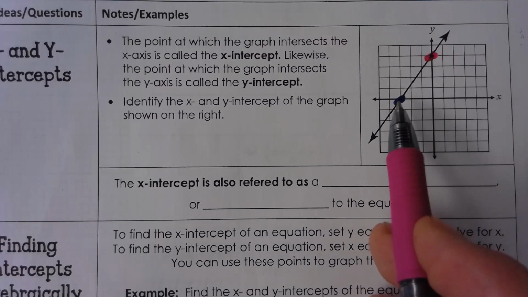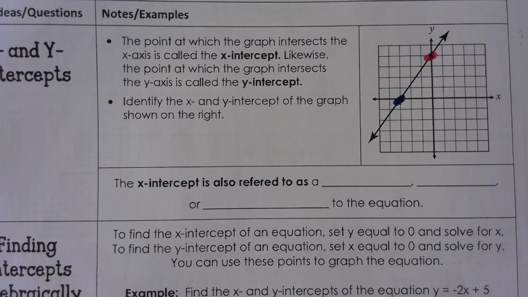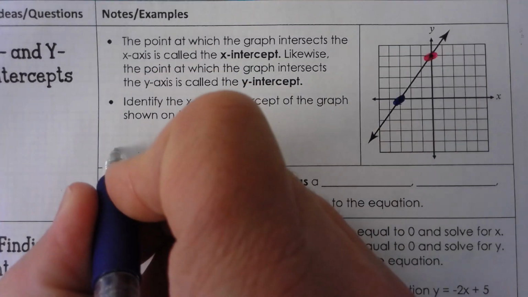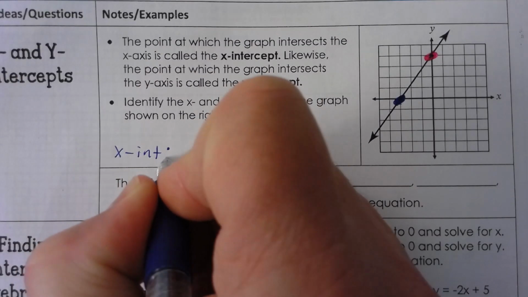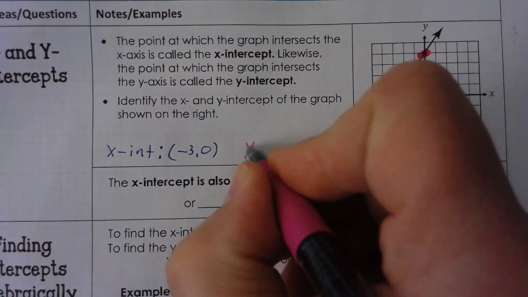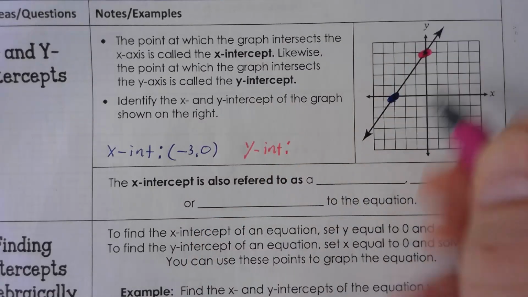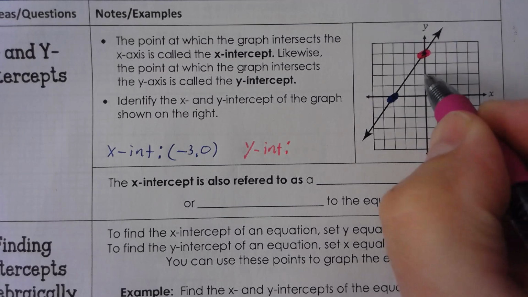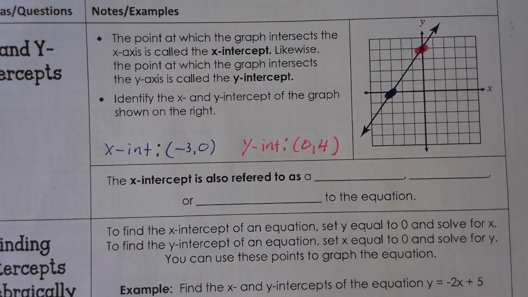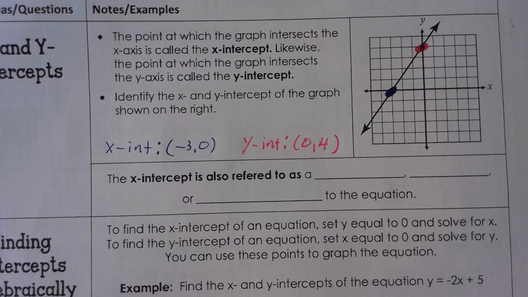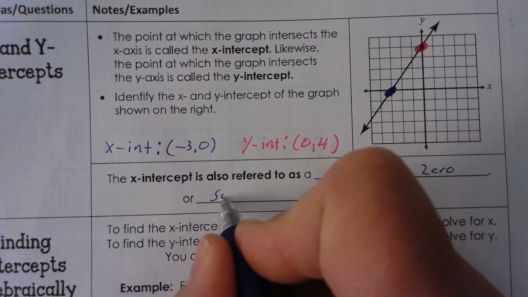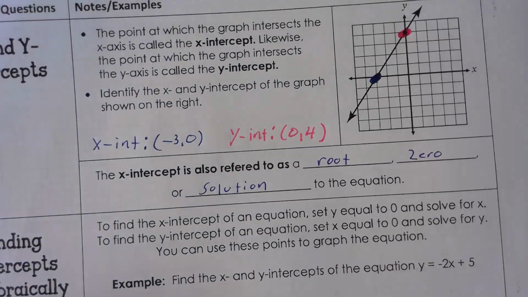So here we're going to tell our answers in ordered pairs. The x-intercept is (-3, 0) as an ordered pair. My y-intercept is where x is equal to 0 and y is equal to 1, 2, 3, 4. So the ordered pair (0, 4) is my y-intercept. Get used to hearing this, because whenever we talk about x-intercepts, we also call them roots, zeros, or solutions to the equations.